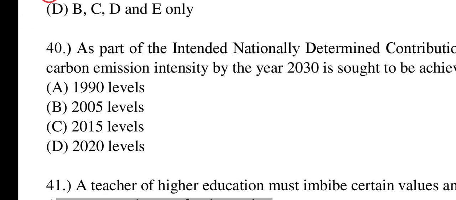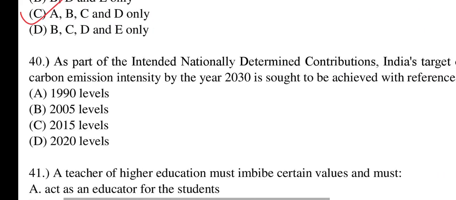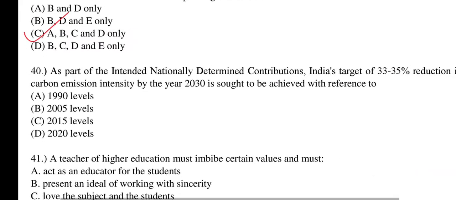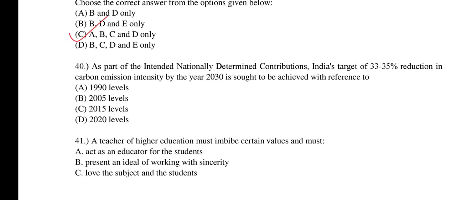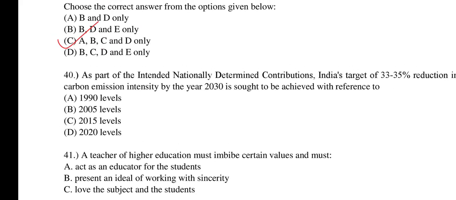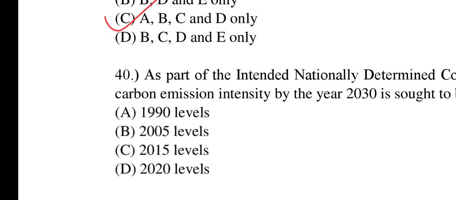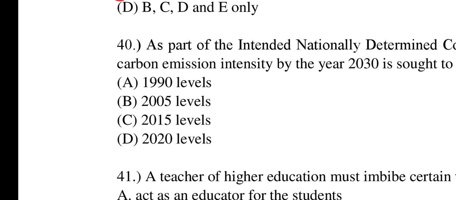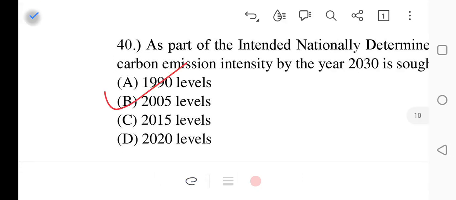40 says, as part of the Intended Nationally Determined Contribution, India's target of 33 to 35% reduction in carbon emission intensity by the year 2030 is sought to be achieved with reference to what? A, 1990 levels; B, 2005 levels; C, 2015 levels; D, 2020 levels. Number B will be correct, 2005 levels.